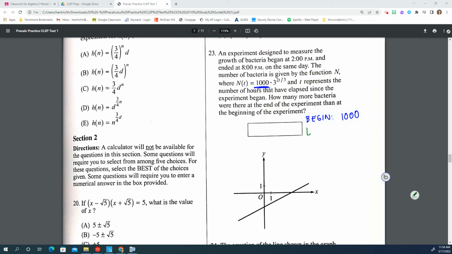My end at 8 p.m. would be after 6 hours. 3 to the 4th times 1,000. Yes. Now remember, we don't have our calculator, so we got to do this all by hand. It's times 1,000, right? Not 100. There you go. Do you guys know what 3 to the 4th is? 81. Nice. So it ends up being 81,000. So 80,000 more.